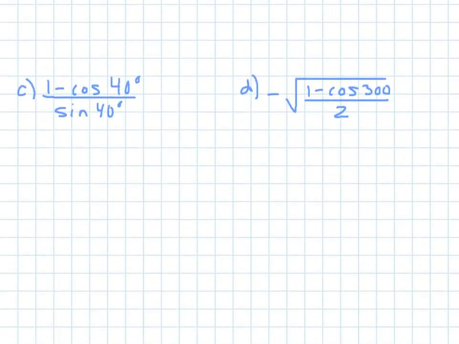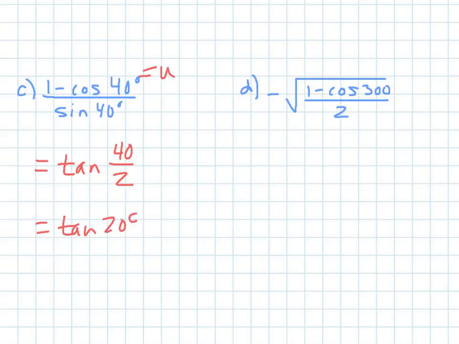I have 1 minus cosine of 40 over sine of 40. So looking at that one, I would say it's not any of our double angle formulas. It looks like it's one of the tangent formulas because of the 1 minus cosine of an angle, u, over sine of u. So here, I would insert in tangent of blank over 2, and so my u, in this case, is actually 40, so I put in 40. So then I get tangent of 20 degrees. Okay, so that's kind of what we're looking at.